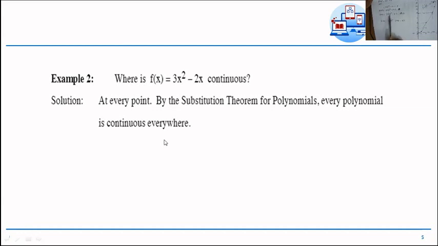As x approaches 3, 3 squared is 9, times 3 is 27. 2 times 3, we have 6. So 27 minus 6, we have 21. Next, as x approaches 4, 4 squared is 16, times 3 is 48. 2 times 4 is 8. So 48 minus 8, we have 40.